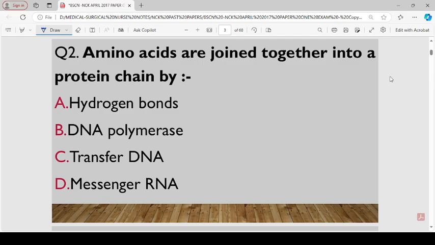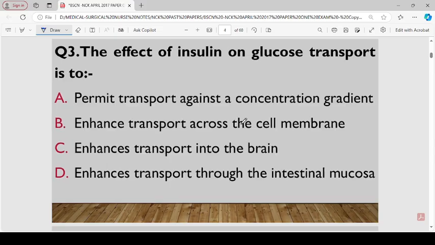Amino acids are joined together into a protein chain by... Ladies and gentlemen, I've tried to look at these questions and I can't see any answer among these. Maybe I'd be happy if there was an option on peptide, the peptide chains, right? Remember, hydrogen bonds will be found in the DNA. DNA polymerase is responsible for DNA replication. Transfer RNA carries amino acids, while messenger RNA codes the protein. So peptides here was the best answer that was missing.